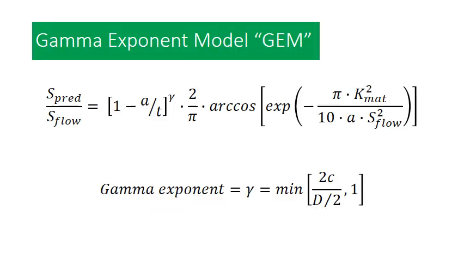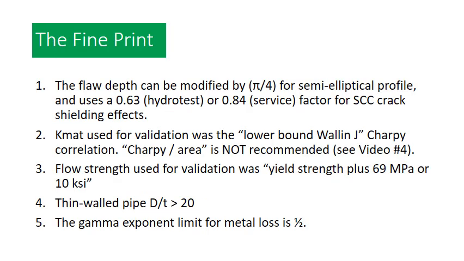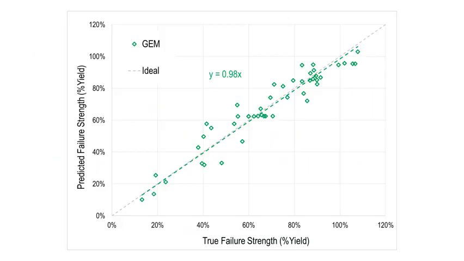up with my own model, which I've nicknamed the gamma exponent model, and here it is. It looks very similar to the log-secant model for surface cracks, but there are a couple of key differences that you can see if you watch video number 3. There is some fine print. Again, I showed you that in video number 3. I'm just going to scan over it. And of course, I demonstrated earlier that the model is improved by about 10% by going to the GEM model as opposed to the NG18 equation, the log-secant model for surface cracks.